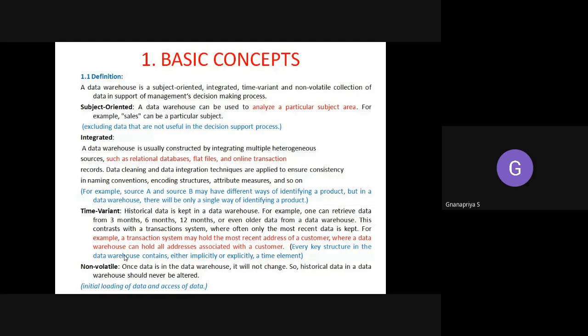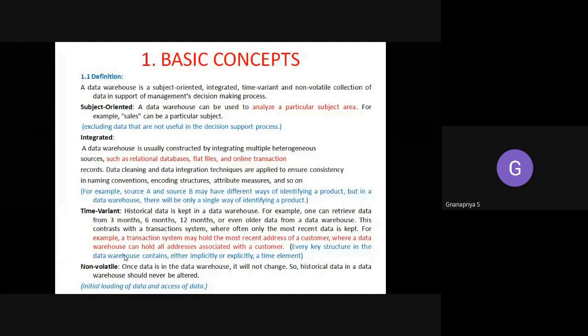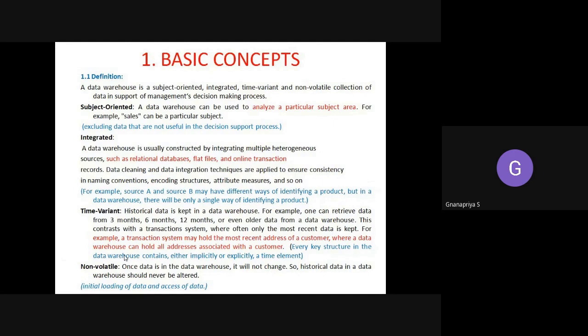And the first topic in your unit 1 is basic concepts. So under basic concepts, the first thing is we are going to see the definition of a warehouse. Yesterday I said warehouse is a storage location which can hold a huge volume of data from multiple sources. And the proper book definition of warehouse is this: warehouse is a subject oriented, integrated, time variant, and non volatile collection of data in support of management decision making.